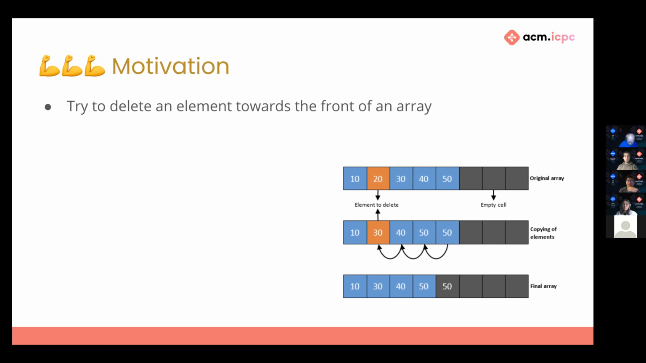If n was the size of the array that you're trying to delete an element from, on average you're going to have to go through some of the elements, so your algorithm is going to have a runtime of O(n).